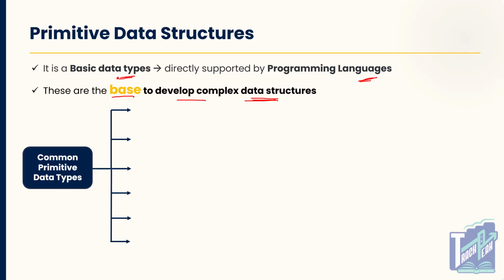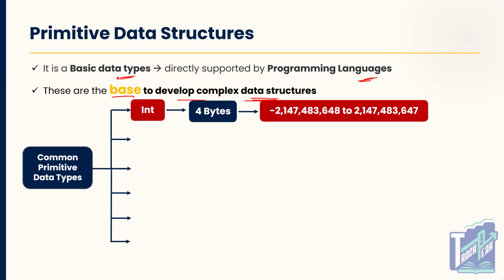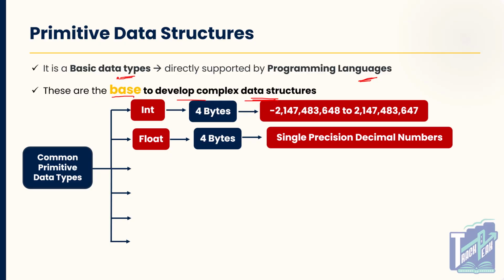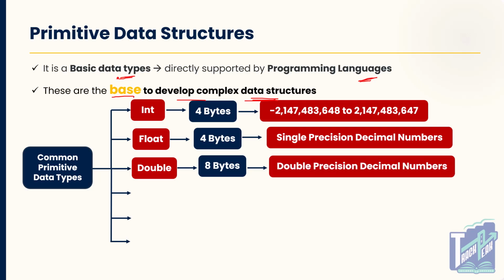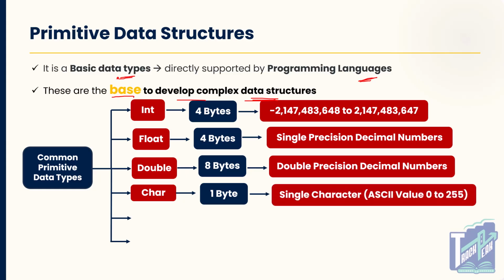So the common primitive data types: the first one is integer, which occupies 4 bytes, and this is the range of the integer data type. The second one is float, which again occupies 4 bytes. It is a single precision decimal number. And a double data type, which occupies 8 bytes. It is a double precision decimal number. And the char data type, which occupies only 1 byte. It is a single character, that is ASCII value from 0 to 255.